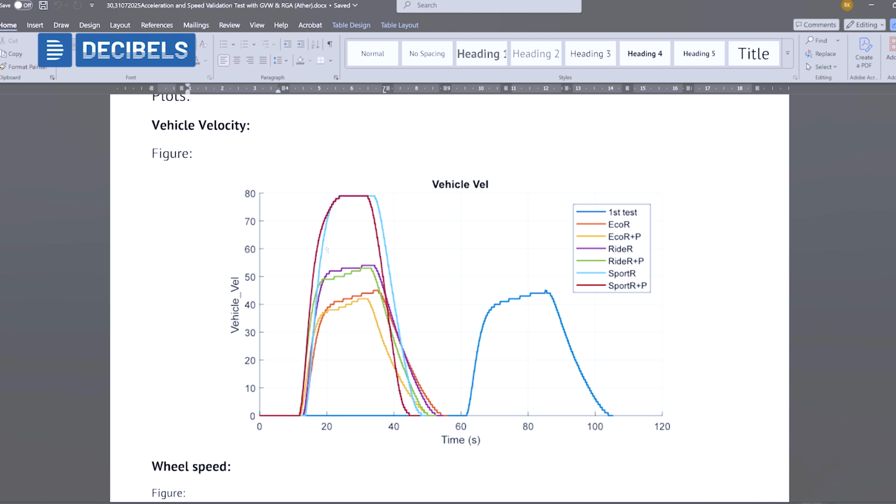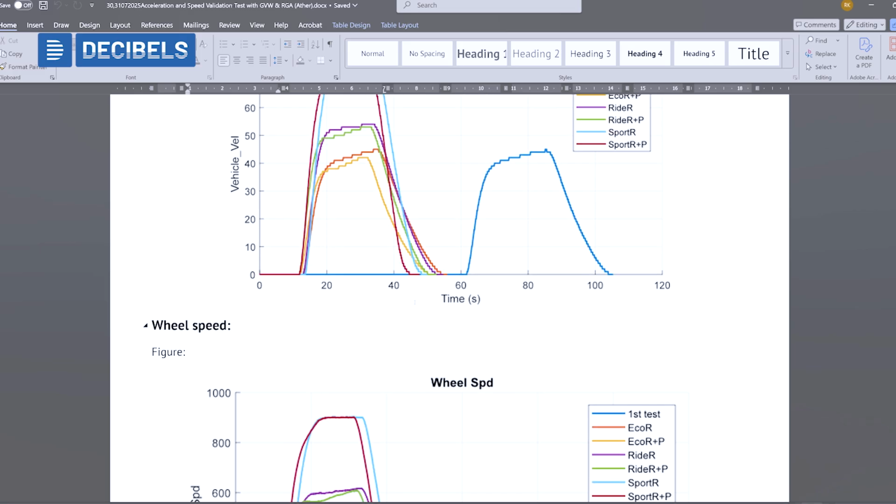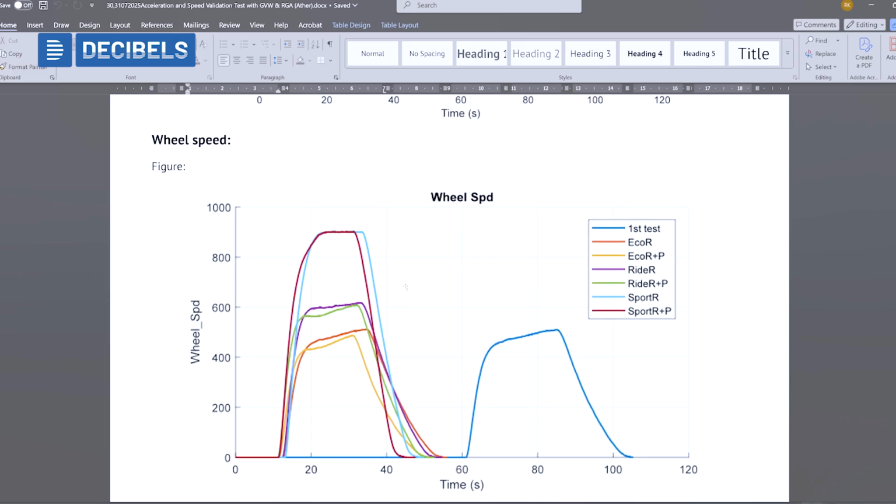For sport mode, it is much more. The top speed is going around 80 km/h, and we can validate the maximum speed a vehicle can go with respect to each mode of operation. If we come below, there is the vehicle speed or the wheel speed. With the wheel speed, it's not a very required parameter.